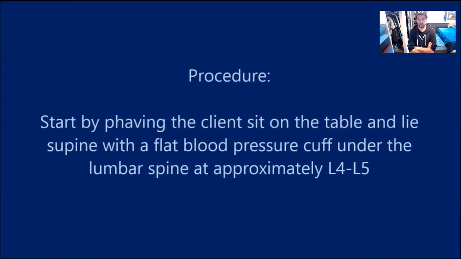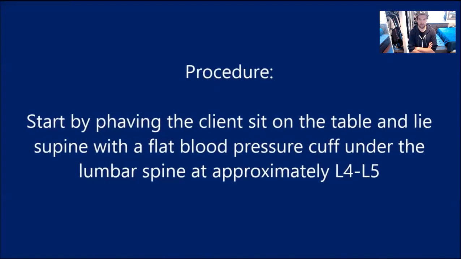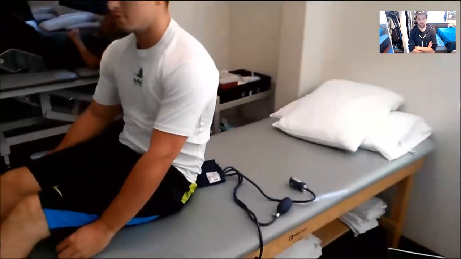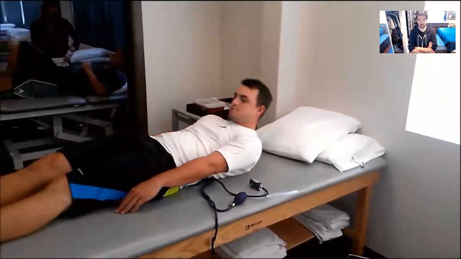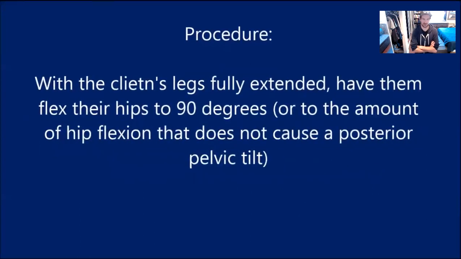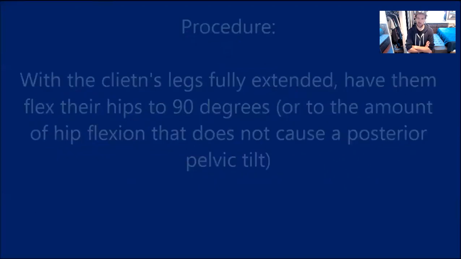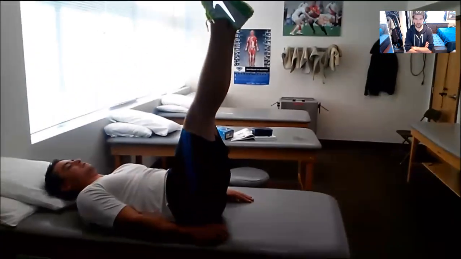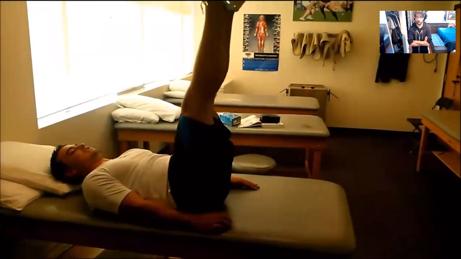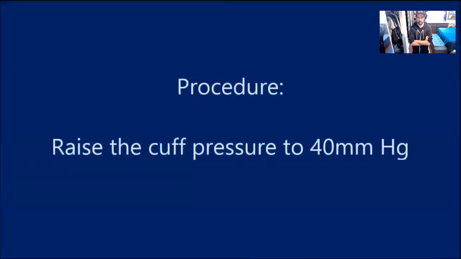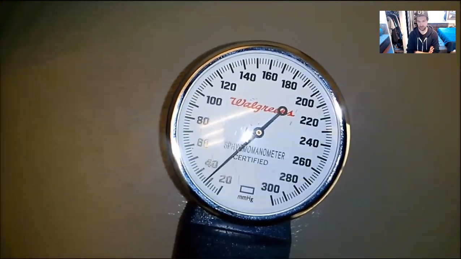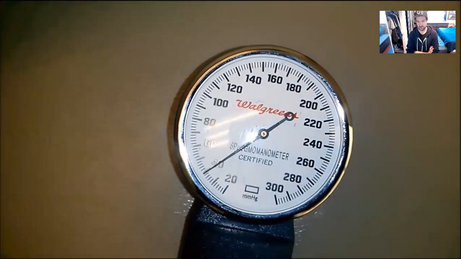Start by having the client sit on the table and lie supine with the flat blood pressure cuff under the lumbar spine at approximately L4 or L5. Next, with the client's legs fully extended, raise them to 90 degrees or to the amount of flexion that does not cause posterior pelvic tilt. Next, raise the cuff pressure to 40 millimeters. Ensure that the pressure settles and the needle sets at 40 millimeters to ensure consistency from test to test.